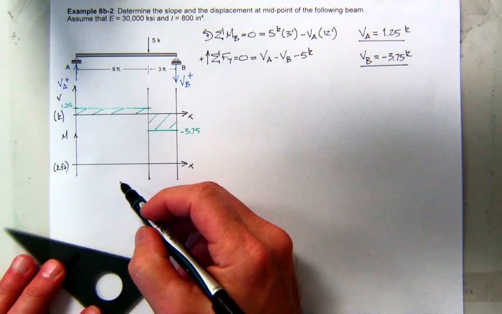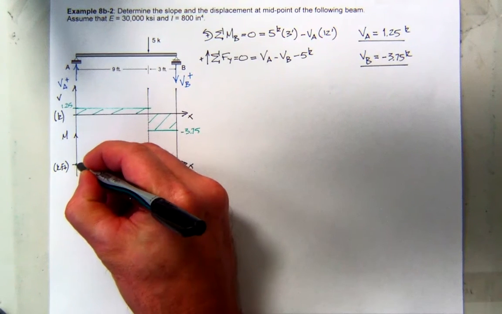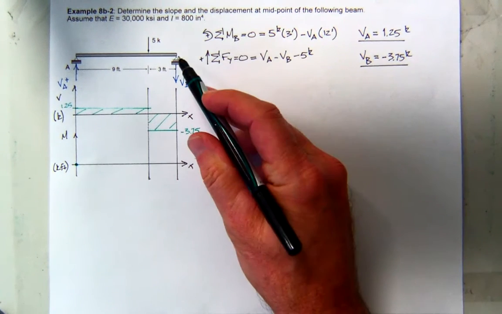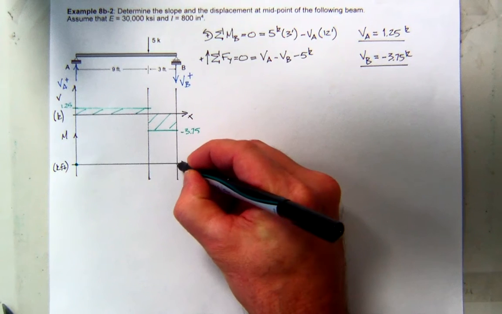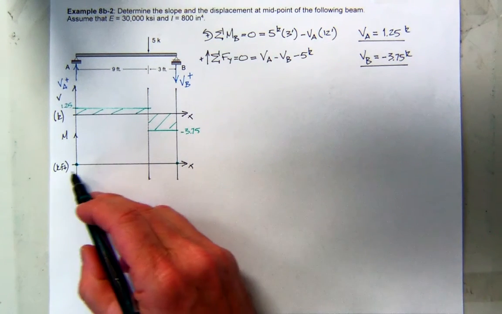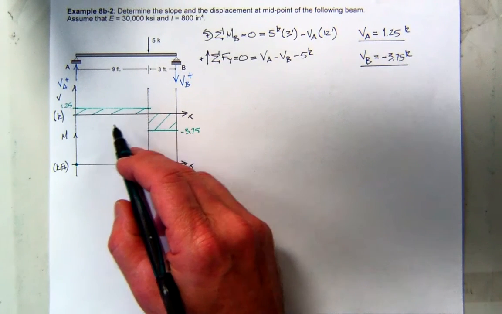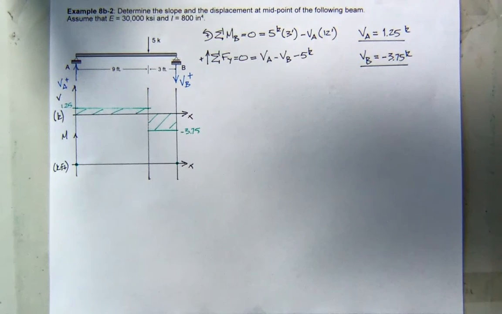All right, so we do know the moment somewhere. What's the moment at A? 0. So we know we're starting. What's the moment at B? 0. We know where we're ending. So the change in moment over the first 9 feet would be the area under the shear diagram for the first 9 feet, which would be 9 times 1.25, which is 11.25.